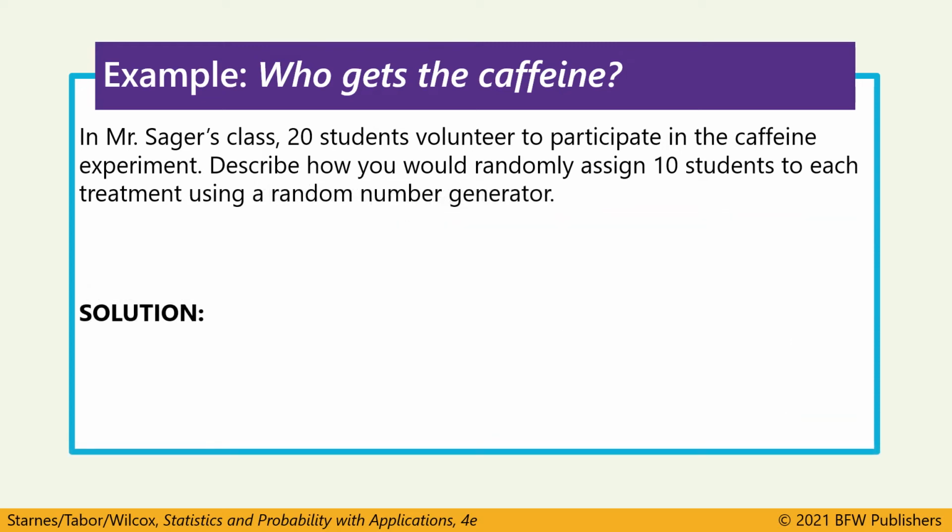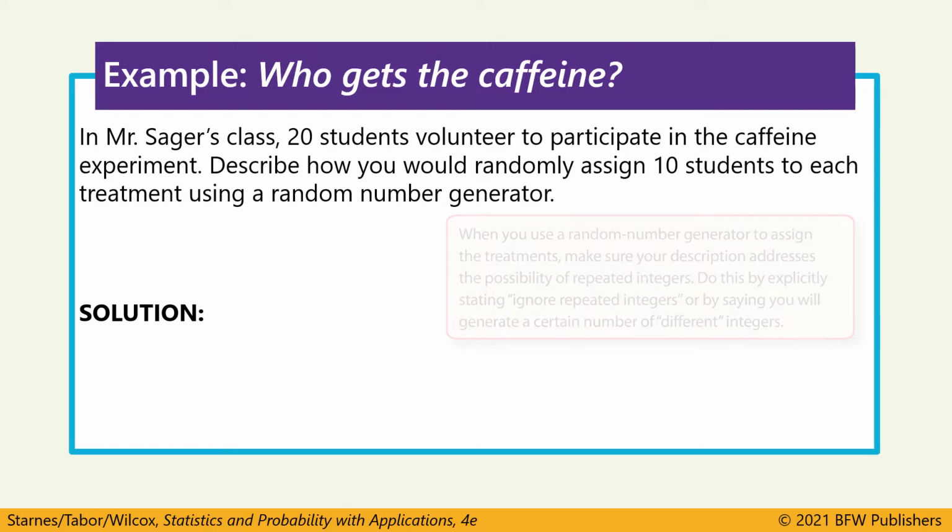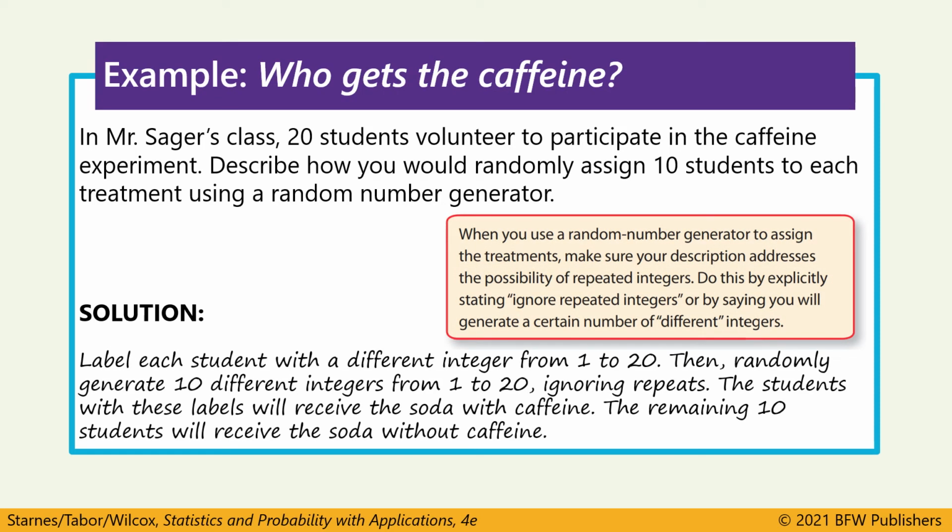Instead of assigning treatments to subjects, we also sometimes want to assign subjects to treatments. So in this example, we're going to explain how we would randomly assign 10 students to each treatment. So again, we have 20 volunteers. We're going to label the students from 1 to 20. We'll use a random number generator to generate 10 different integers from 1 to 20, ignoring repeats. If you write different, we really don't need to write ignoring repeats, but it's good to have it in there anyway. The students with these numbers will receive the soda with the caffeine, and the others will receive the soda without caffeine.